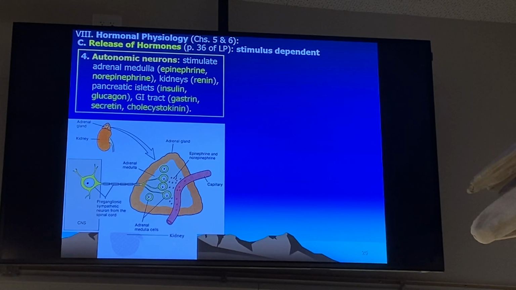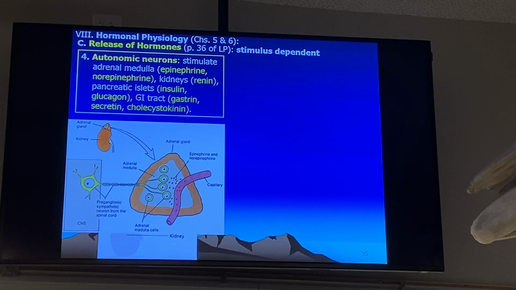Do you guys remember, for the sympathetic side, what the green neuron releases? Norepinephrine, actually some release epinephrine. Everybody got it? The green neuron, if it's sympathetic, releases norepinephrine and epinephrine. Now, look at the adrenal medulla.